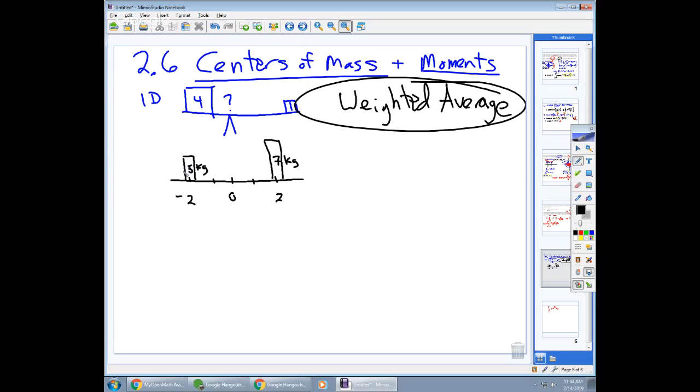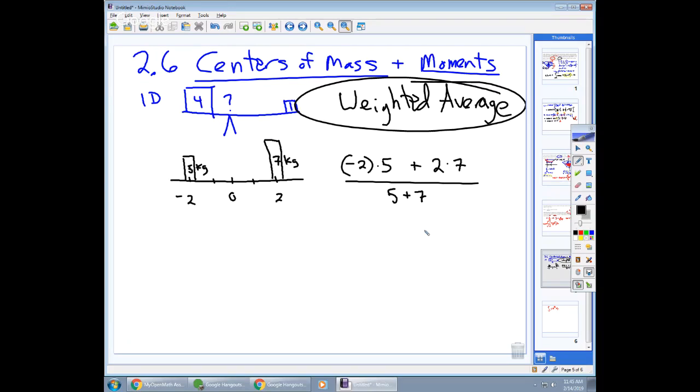Basically, it just goes like this. You consider the position of that 5 right there. It's at a position of -2, and that has a weight of 5. So I have position times weight. And I have another weight that has a position of 2, and its weight is 7. Now, average means add it up and divide by how much stuff there was, and how much stuff there is is the total mass. So the total mass here is just 5 plus 7. So that's the idea of a weighted average.